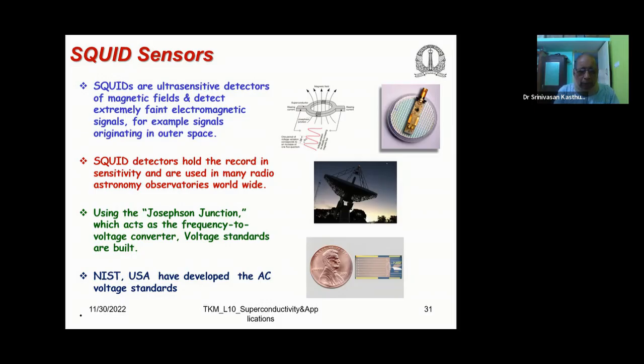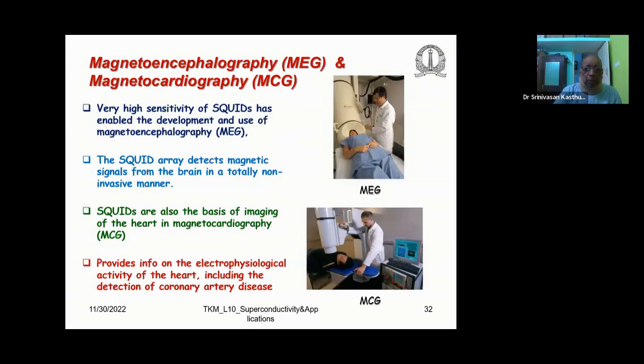Okay. For example, NIST USA has developed AC voltage standards which are internationally available for comparison, right? So these are one of the applications. There are other applications.